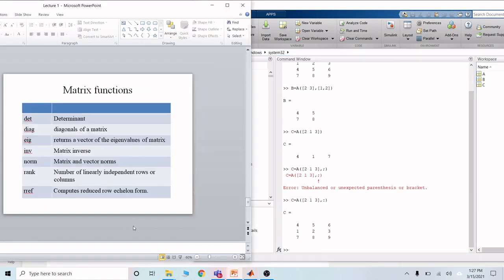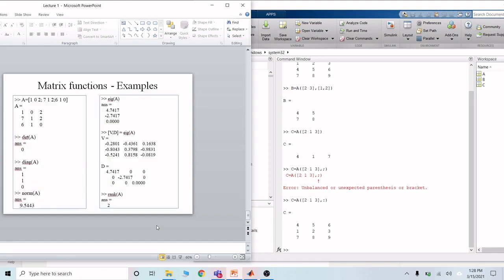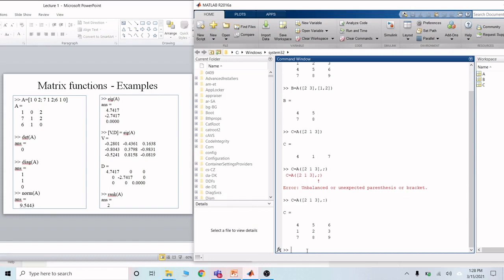Now the matrix functions: the matrix determinant, diagonal of the matrix, eigenvalues, inverse, norm, rank, or reduced row equivalent form. DET for determinant, DIAG diagonal of the matrix, EIG returns the vector of eigenvalues of the matrix, INV inverse matrix, NORM matrix and vector norms, RANK number of linearly independent rows or columns. Okay, REF computes the reduced row equivalent form. Okay, now come to MATLAB.